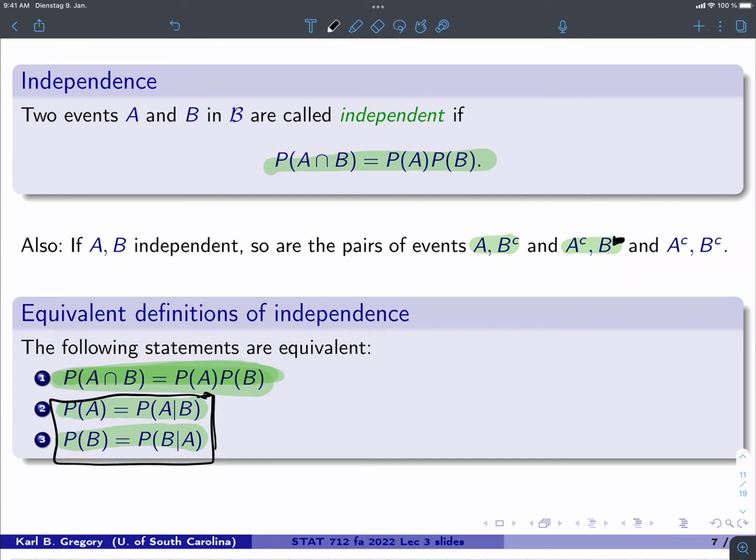They communicate the idea behind independence a little better, I think. So let's show that these statements are implied by the first one.